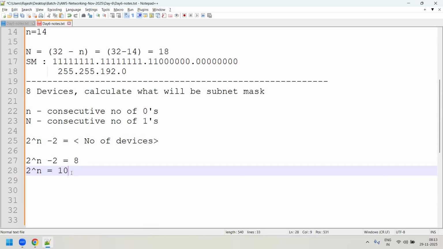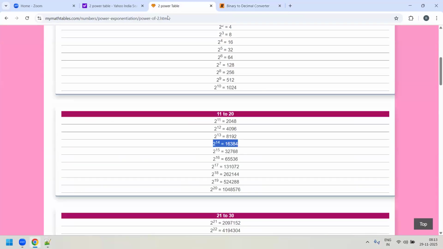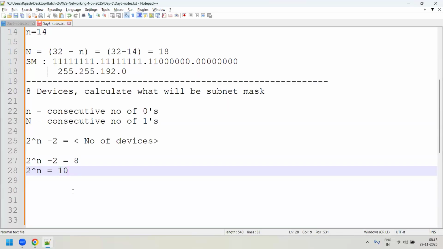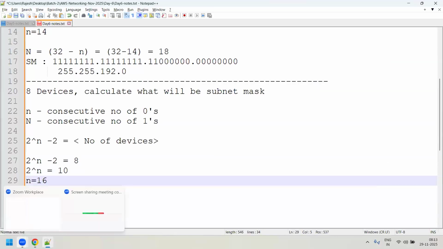So now we have to connect 10 devices. What should the n value be if it is 10? You cannot go with 2 to the power of 3 because it is 8, and 8 is less than 10. So the next higher value is 16. I can go with 2 to the power of 4, which is 16.